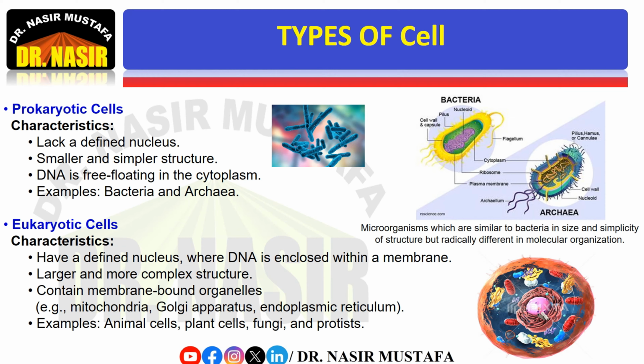In contrast, eukaryotic cells have a defined nucleus where DNA is enclosed within a membrane. They are larger and more complex, containing membrane-bound organelles such as mitochondria, the Golgi apparatus, and the endoplasmic reticulum. Examples include animal cells, plant cells, fungi, and protists.